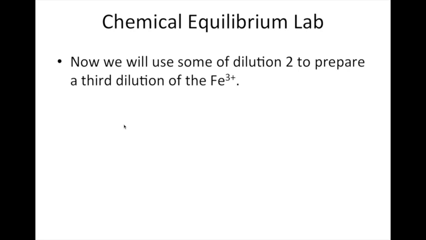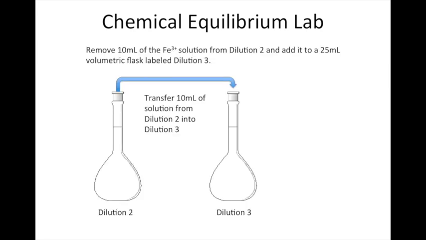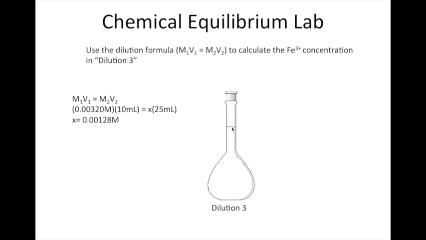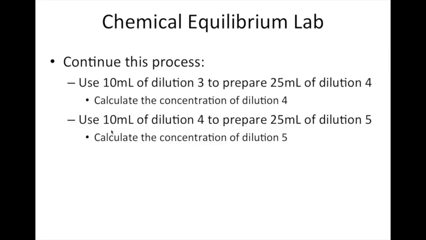Now we're going to use dilution 2 to make a third dilution. Same process. We're going to take 10 milliliters of dilution 2, put it in a volumetric flask, bring it up to 25 mils with deionized water, and now we've prepared our third dilution. Calculate the molarity of the third dilution, same thing, except our M1 is going to be the molarity of our dilution 2, since that's what we used in our dilution. So we should be able to calculate the molarity of dilution 3.